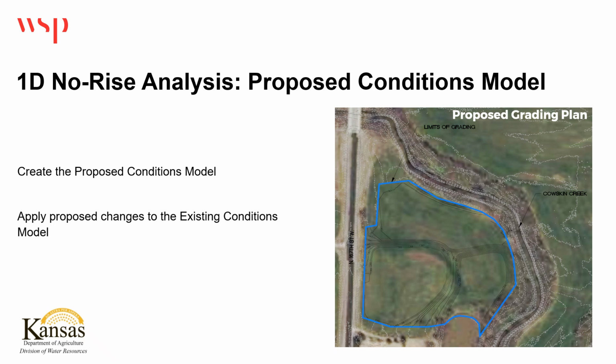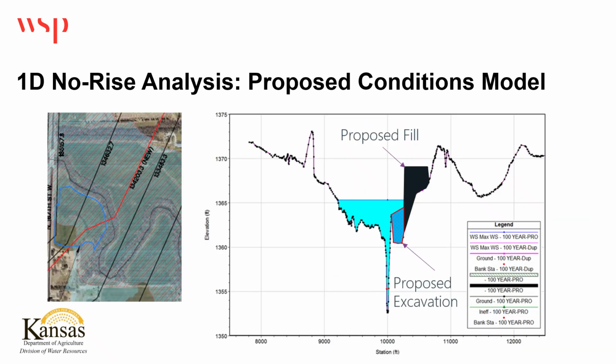So now we can move on to our proposed conditions model. We create this as a copy of our existing conditions model, and we just apply our proposed changes to this model. You can see here our proposed grading plan for this project site. So we go to each cross section that crosses our proposed project site here where we're changing our grading, and we add that proposed fill and any proposed excavation.